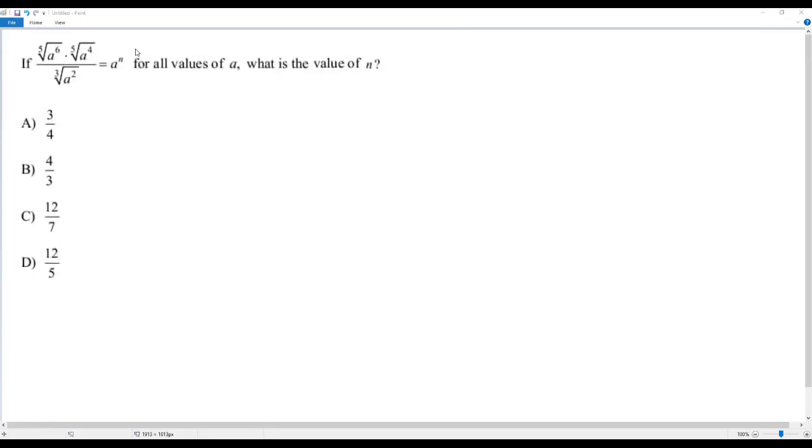Here we have a SAT math problem. Okay, let's go to the question. If the fifth root of a to the power of 6 times the fifth root of a to the fourth power, divided by the cube root of a squared, equals a to the power of n for all values of a, what is the value of n?